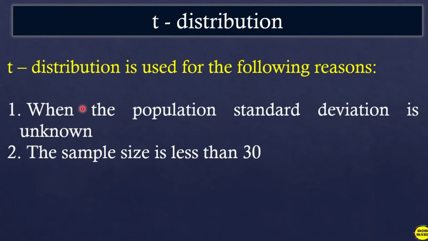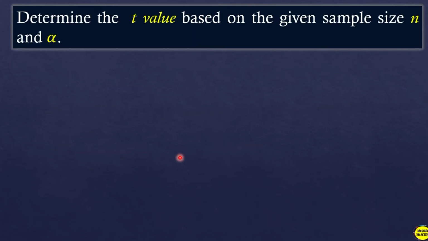Okay? Sige. Balikan lang natin, i-recall lang natin kung kailan natin gagamitin yung t-distribution at saan ang gamit nito. So again, the t-distribution is used for the following reasons. Una, kapag yung population standard deviation natin is unknown at kapag yung sample size natin ay less than 30. Okay, so determine the t-value based on the given sample size, denoted as n, and the area or the p-value.